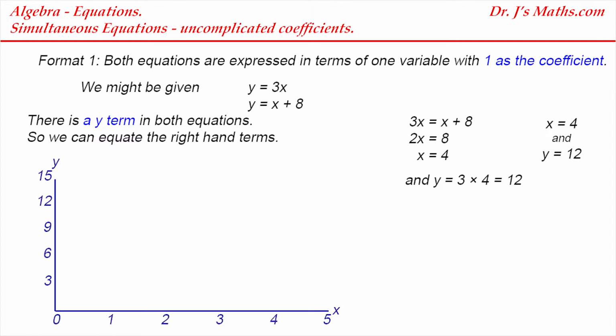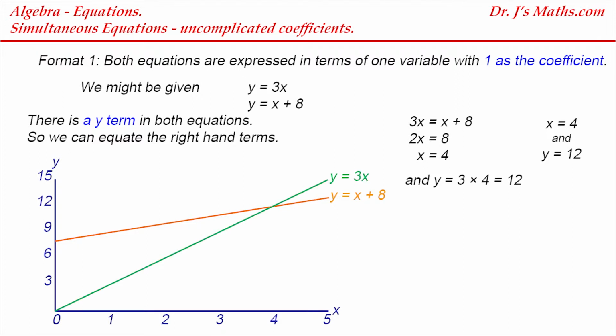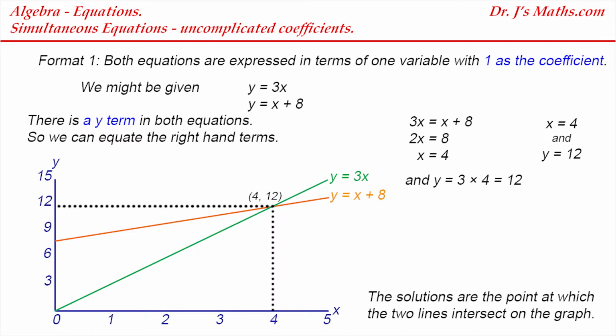Now we can draw those two lines on a graph, the orange one being the y equals x plus 8, the green y equals 3x. Notice the first equation starts at 8 on the y-axis and goes up from there, whereas the other one starts at the origin. And when we look at the point of intersection and go across to the y-axis and down to the x-axis, we can see that our point of intersection is 4 and 12, just like we got algebraically. So the solutions are the point at which the two lines intersect on the graph.